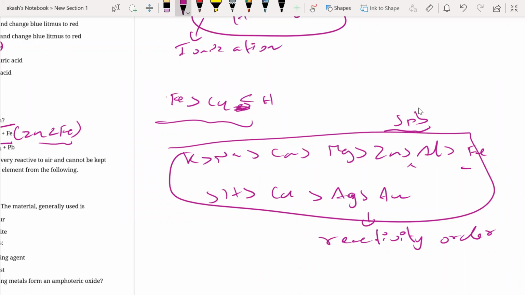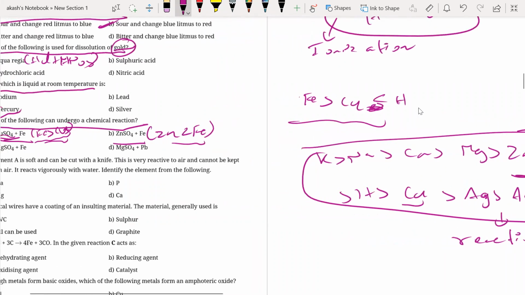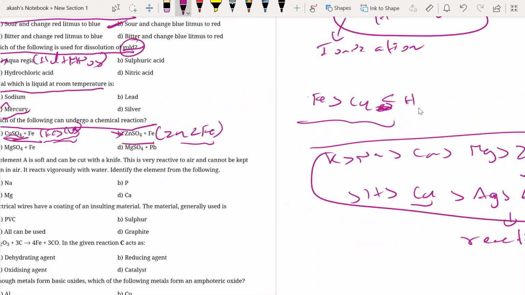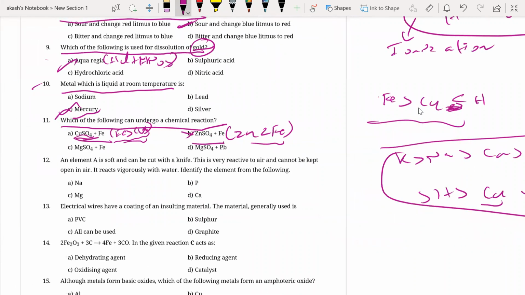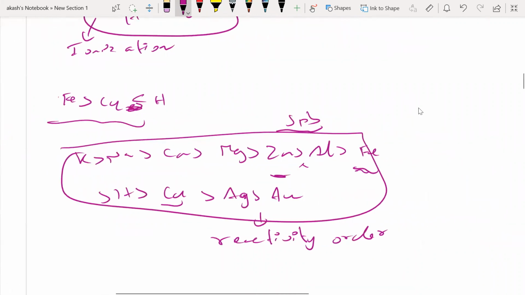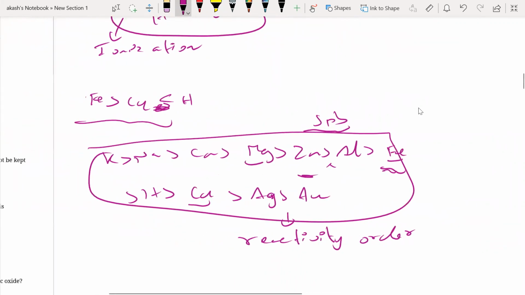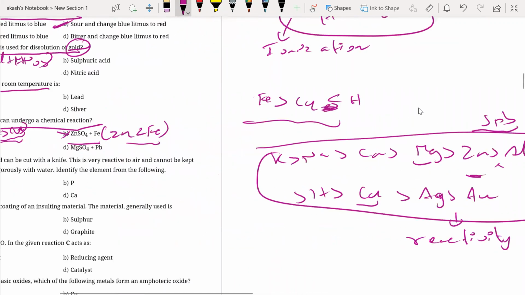Now you can see that iron is more reactive than copper, but it is less reactive than zinc, right? So this reaction will not happen, that is B will not happen. Mg and Fe: where is Mg? Mg is here, Fe is here. Fe is less reactive than Mg, so this reaction also won't happen.